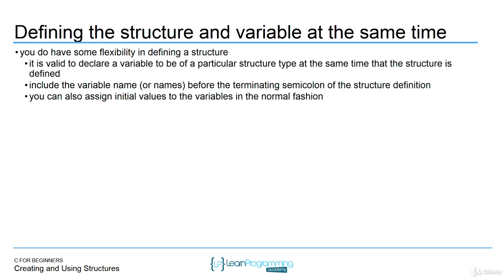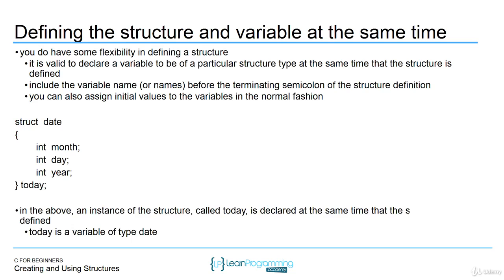And you can also assign and initialize values to those variables in the normal fashion that you assign any variables. So let's look at that. A variation of defining a struct: doing it at the same time as you're defining it, you can declare a variable. In this case, we defined our struct date, but we also created a variable called today, because at the ending right curly brace, that's the name before the semicolon. That is doing both the creation of the variable of type date struct and the definition of the struct date.